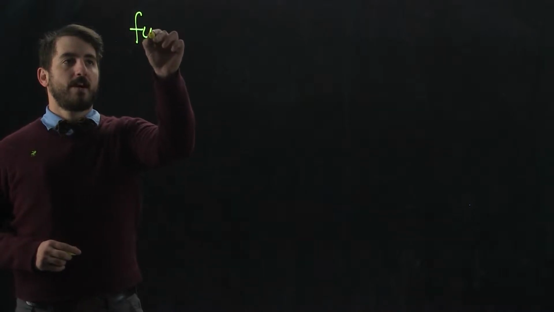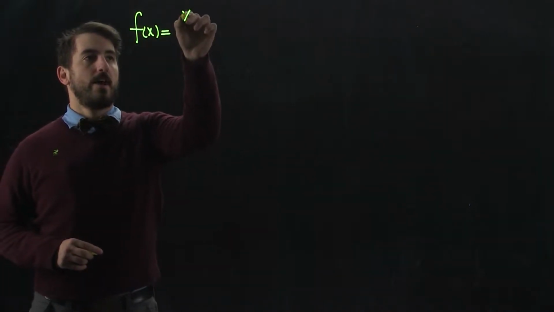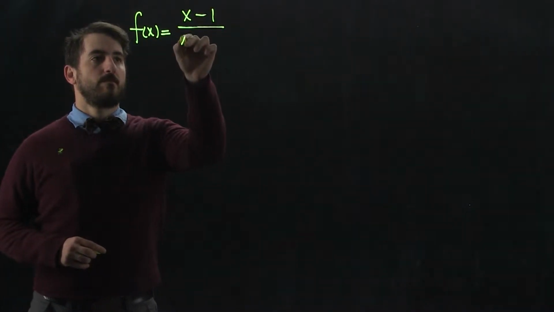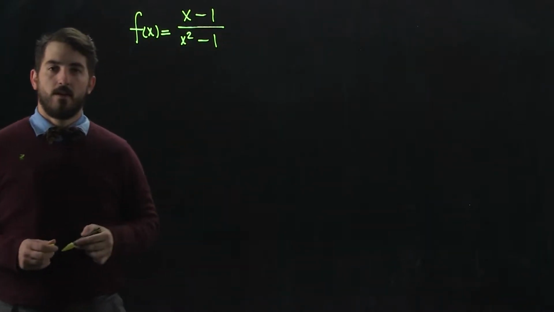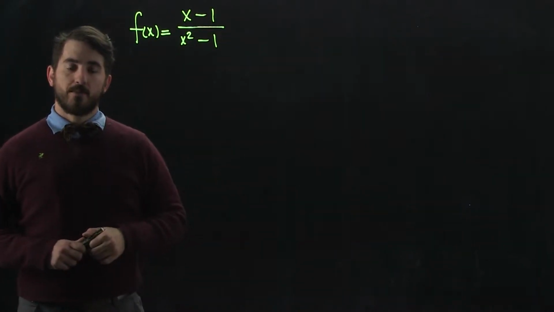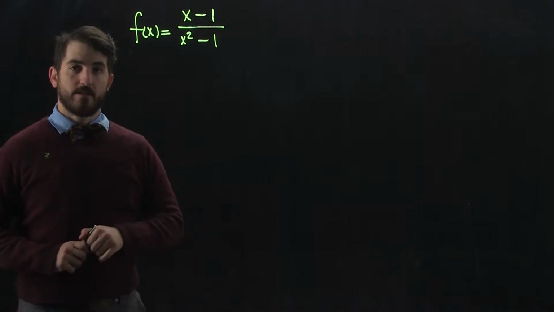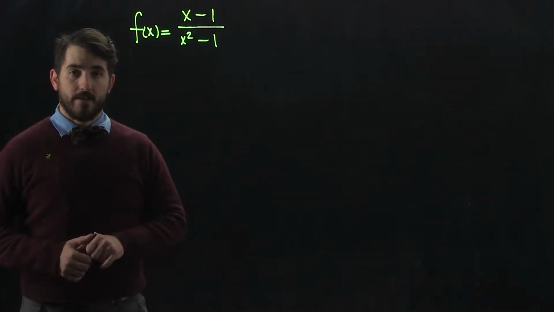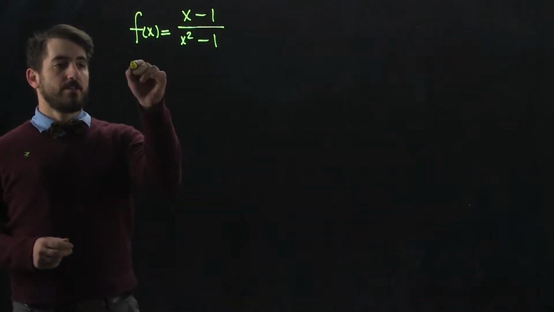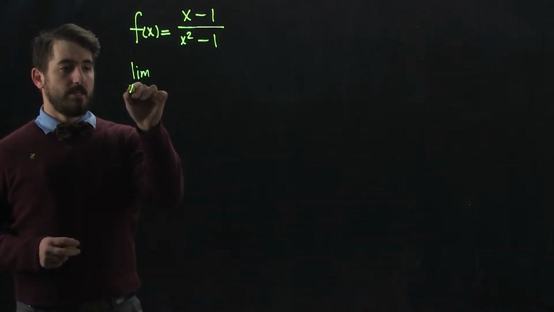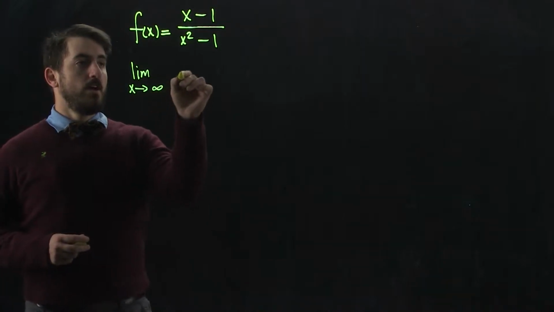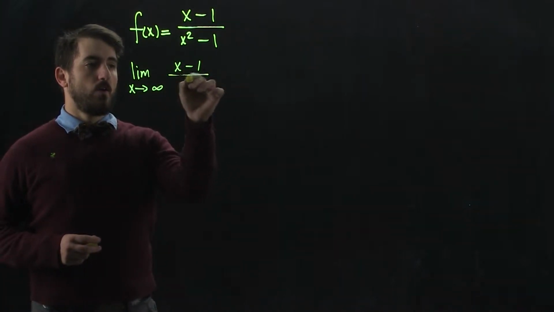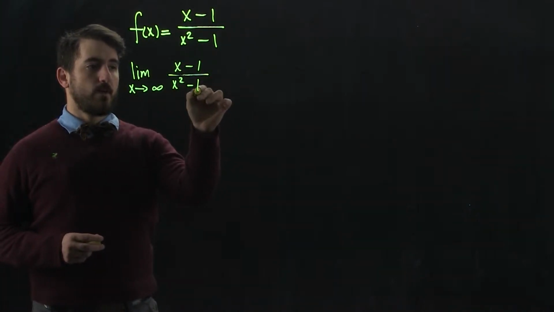Hello, today we're going to be talking about the horizontal and vertical asymptotes of the function f of x equals x minus 1 over x squared minus 1. Now for the horizontal asymptotes, we want to know what happens when x gets sufficiently large. That is, we want to send x to positive and negative infinity. We do this using the limit. So the limit as x goes to infinity of x minus 1 over x squared minus 1.